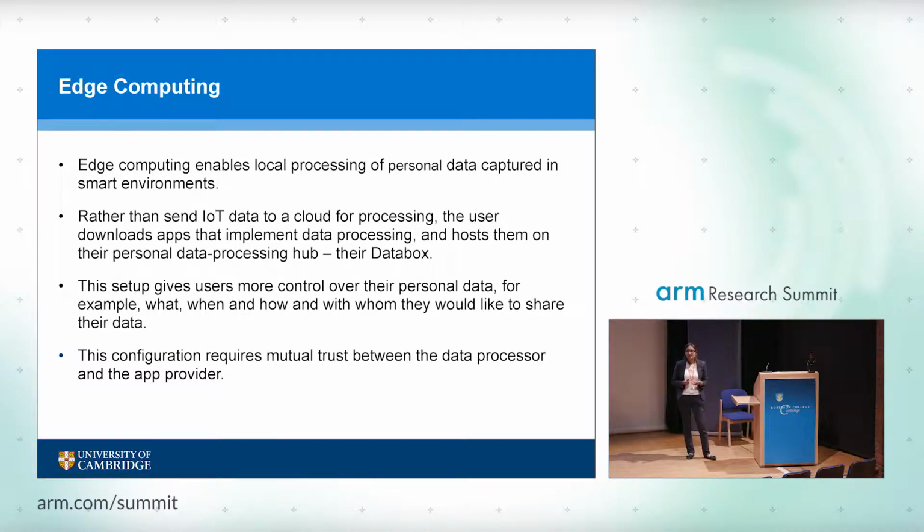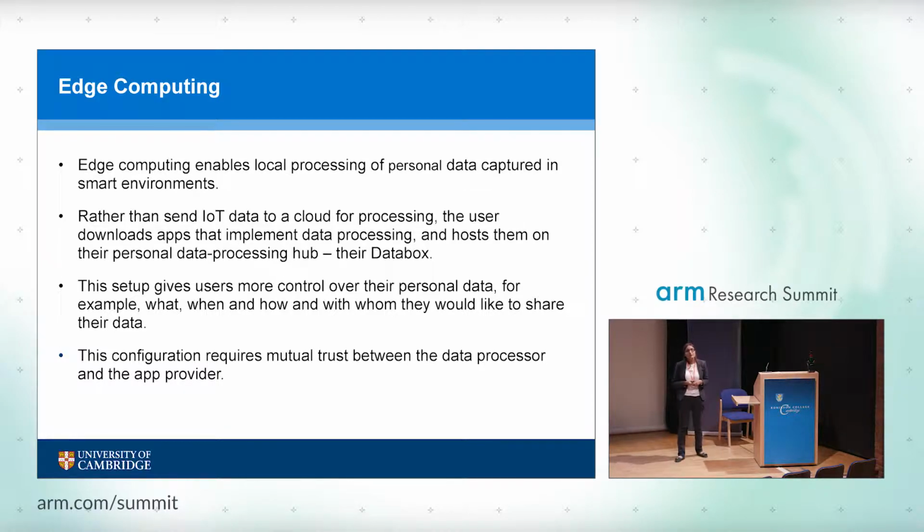Edge computing is processing of data or information at the edge of a network. Apart from the many advantages edge computing gives, the one which is very important to us is that it enables processing of personal data locally, which we acquire from smart environments around us. Instead of sending IoT data to the cloud, a user downloads apps on their local data processing hub, which we call Databox. This setup gives the user more control over their personal data. What that means is they can decide what kind of information, when, how, and with whom they would like to share their information.